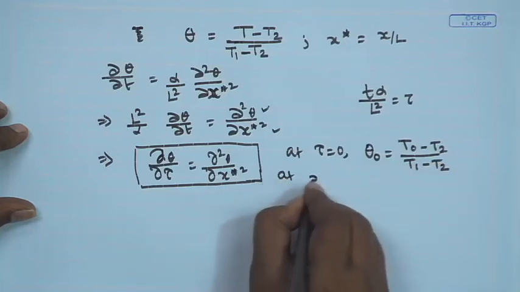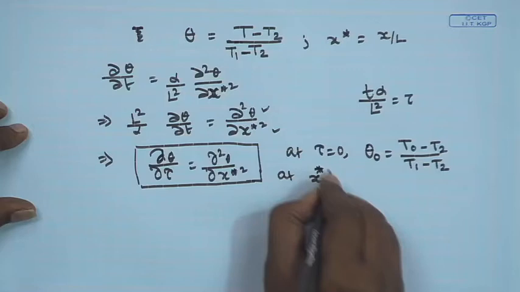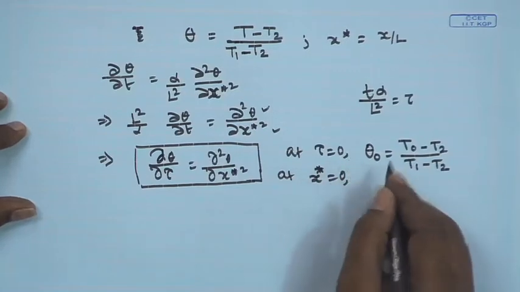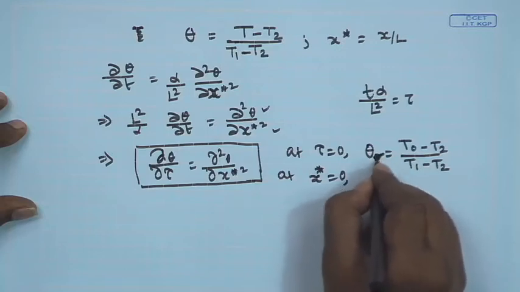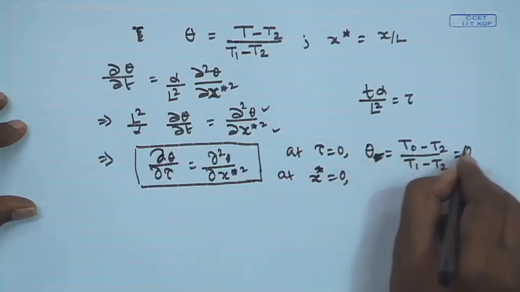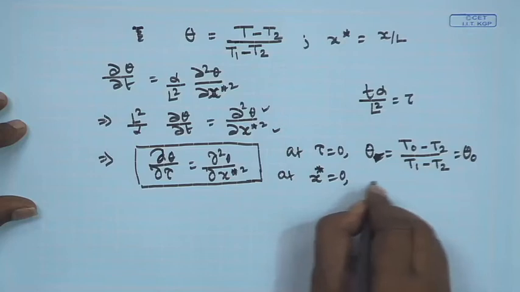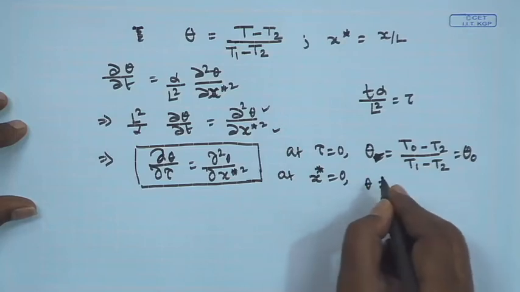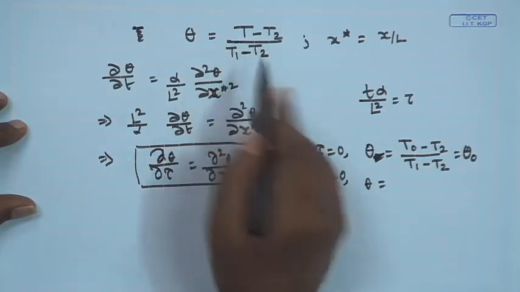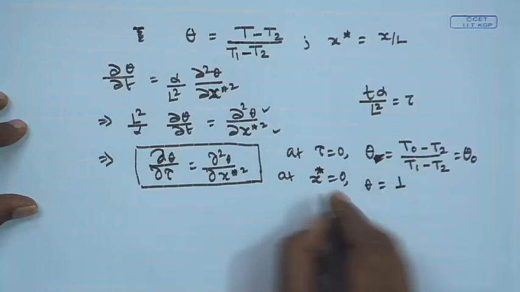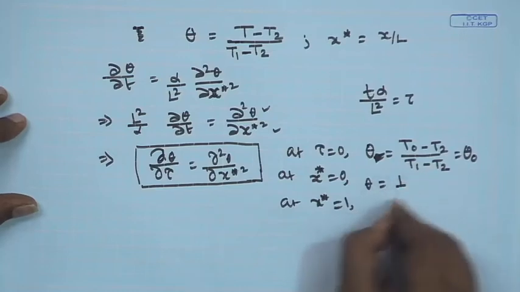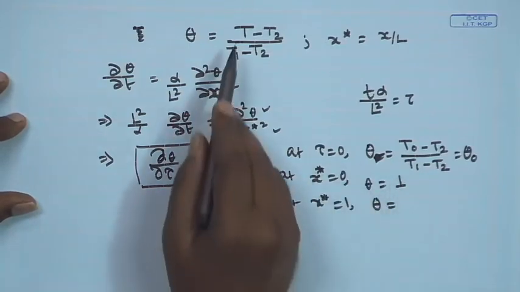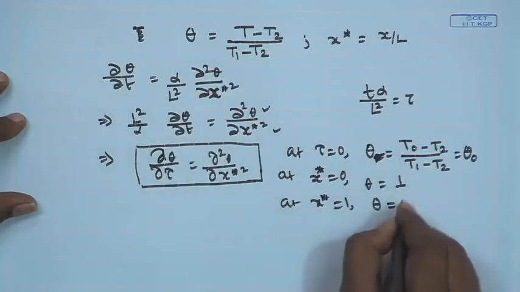At x star equal to 0, theta is equal to this, we call this theta 0. And at x star equal to 0, t is equal to t1, so (t1 minus t2) divided by (t1 minus t2) will be 1. And at x star equal to 1, t is equal to t2, so theta will be equal to 0.